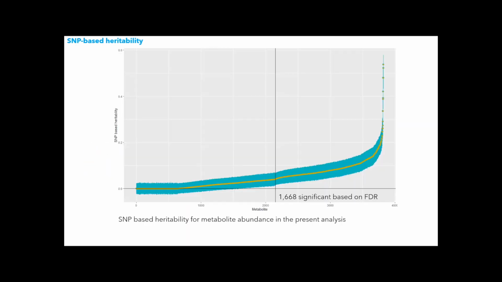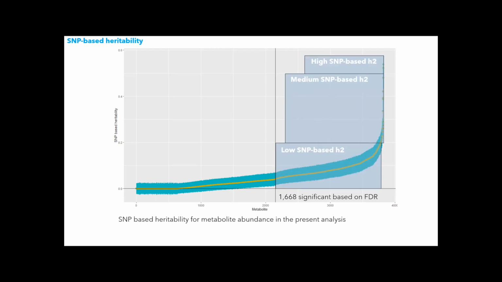SNP-based heritability. This plot shows the whole distribution for the 4.8 thousand metabolites that were analyzed in this project. Out of those, 1,668 showed significance after false discovery rate correction. And you have the whole distribution of SNP-based heritability, with some metabolites having low, medium, and high SNP-based heritability.